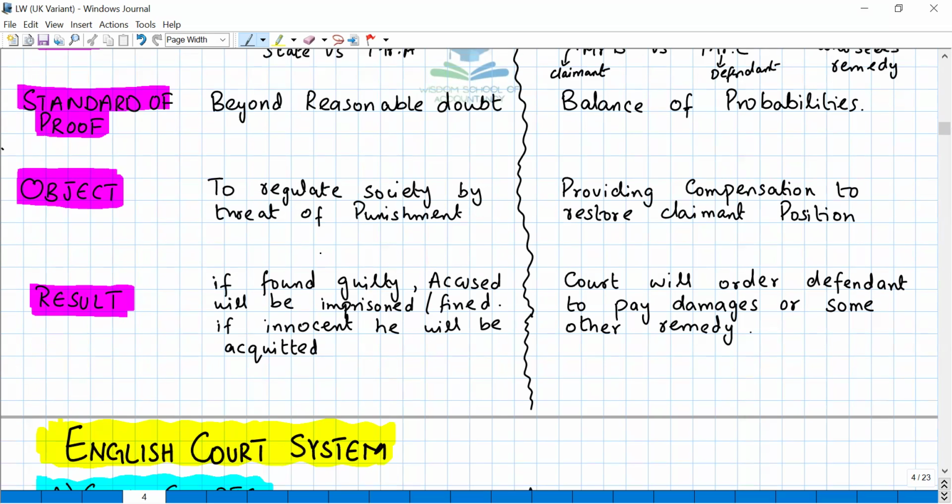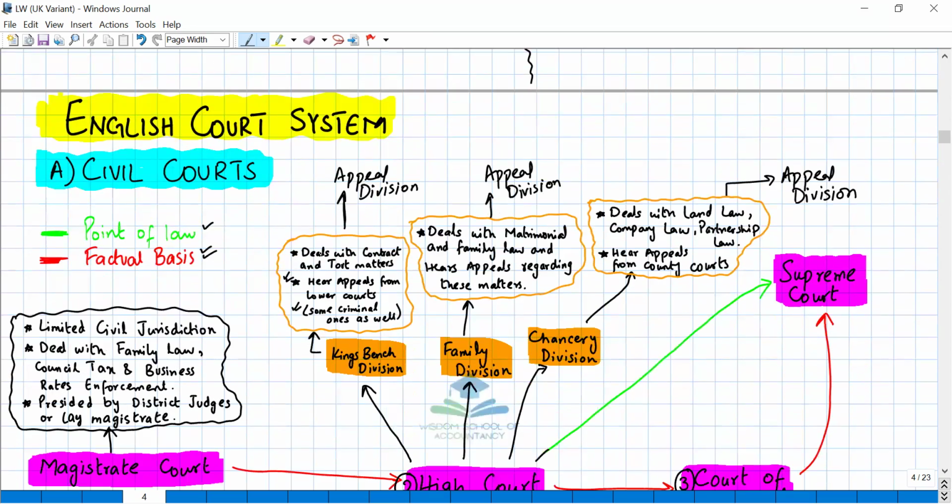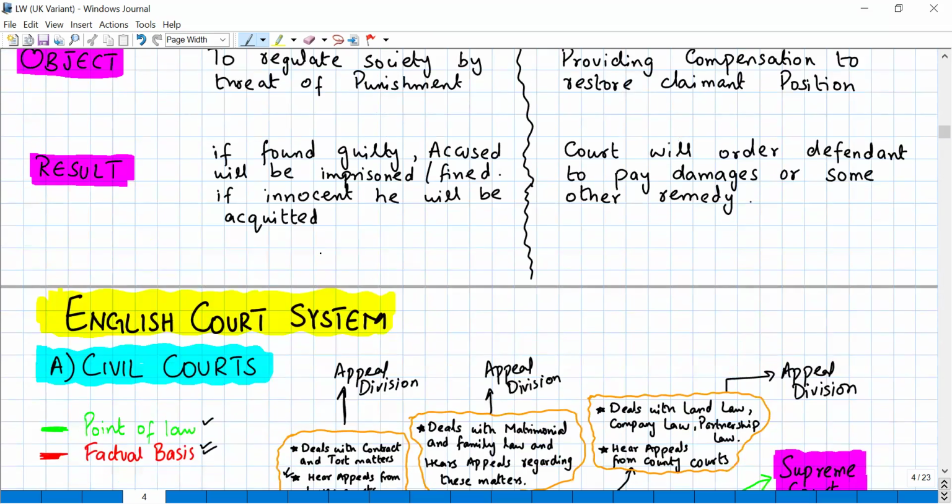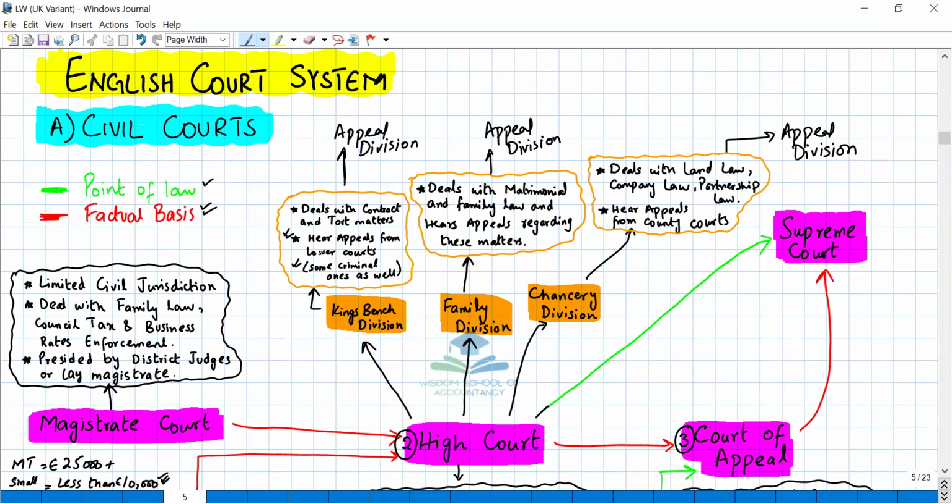Clear? Is this clear? Yeah, perfect. Okay, then the English court system.